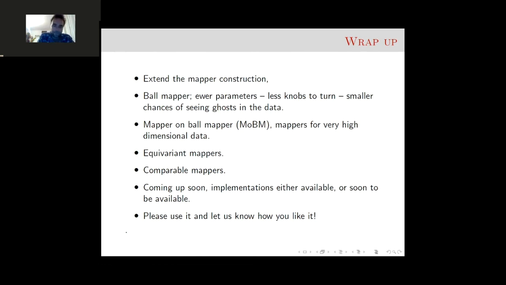Mapper of the ball mapper to analyze very high dimensional data. Equivariant mappers to analyze data with a certain symmetry. And the way to compare mapper graphs to be able to do bootstrap.